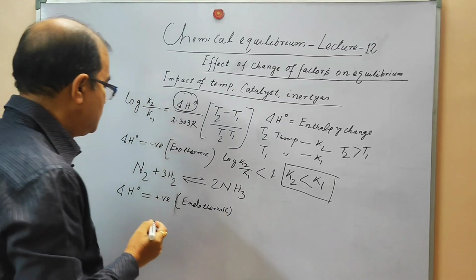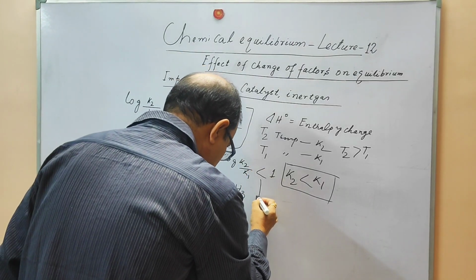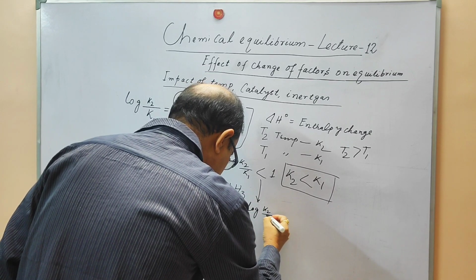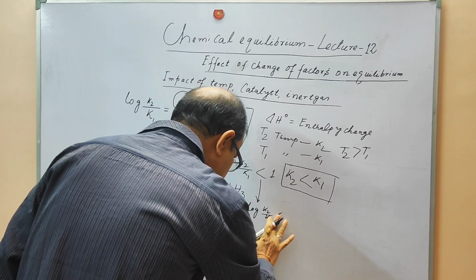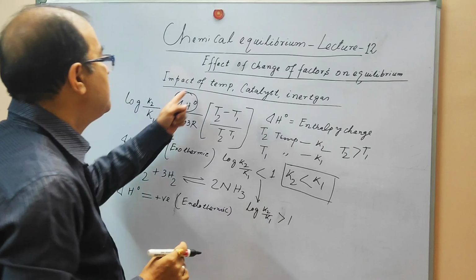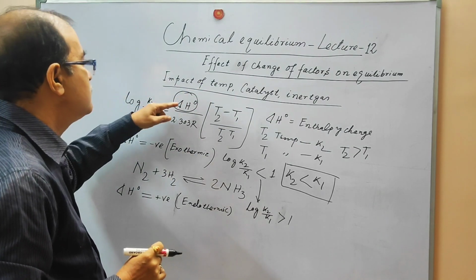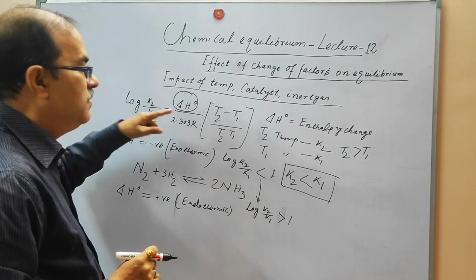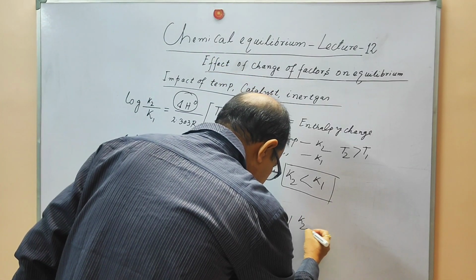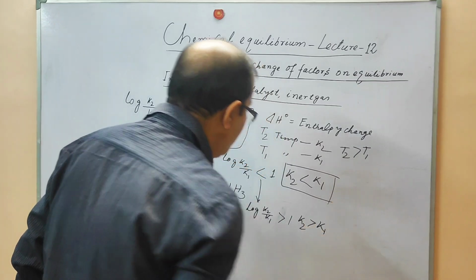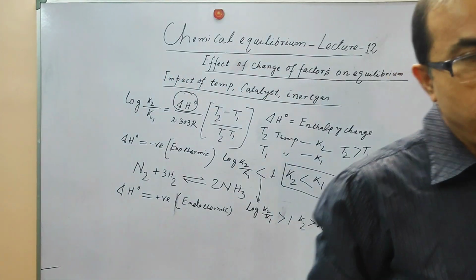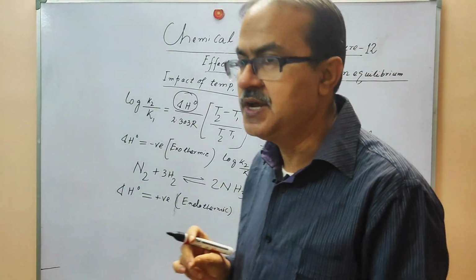So in this case, what is going to happen if we take this formula, log K2 by K1? It will be greater than 1, because this factor will be positive when this ΔH° enthalpy change is positive. Then we can say K2 is greater than K1. So when we change the temperature for the endothermic reaction, it is going to increase the equilibrium constant.